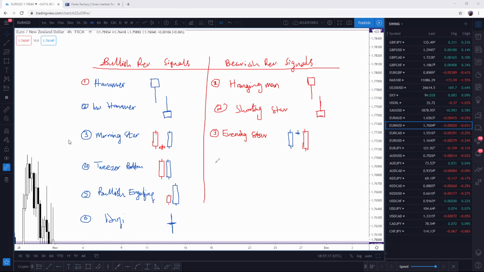And we have number four, tweezer top. Also opposite to a tweezer bottom, a bullish candle that pushes price up, and subsequently a bearish candle that reverses that bullish move. And then number five, we have a bearish engulfing.